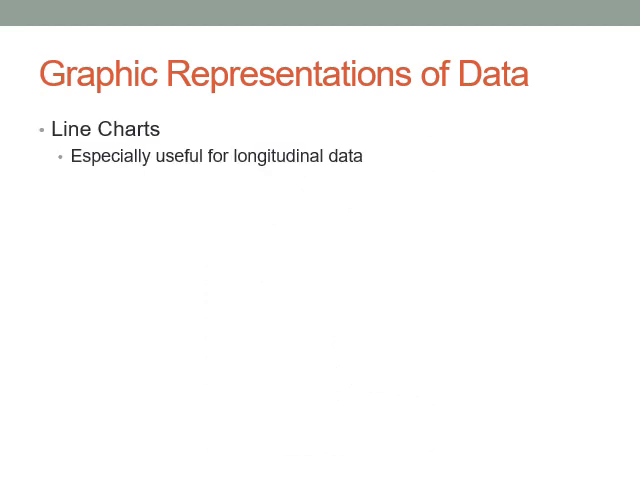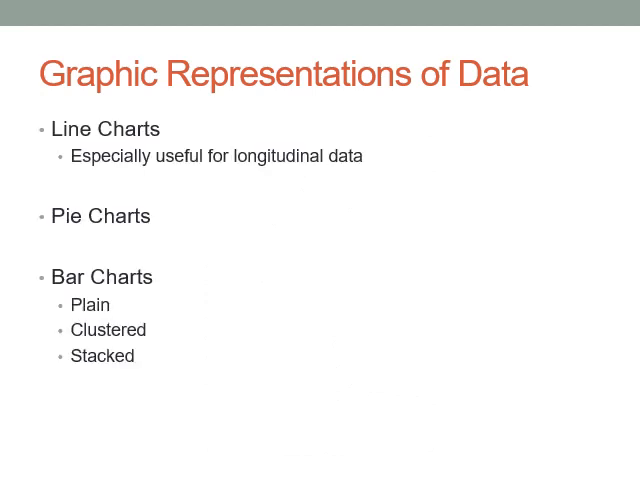All right, when we talk about graphically representing data, there are some main types of graphs that get used, and we're going to just review each of these. All right, we have line charts, which are especially useful for longitudinal data, pie charts and bar charts, and we will talk about 3 kinds of bar charts and how those differ.